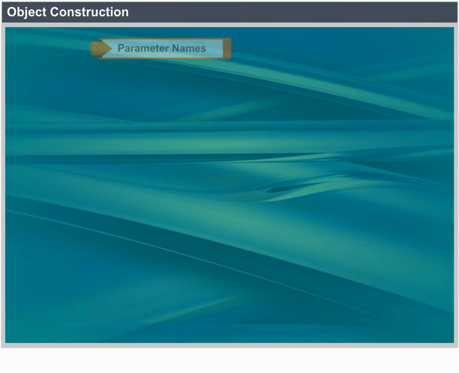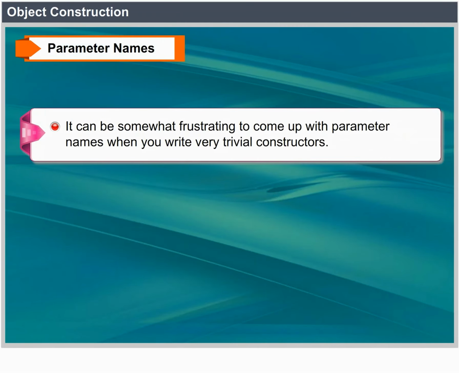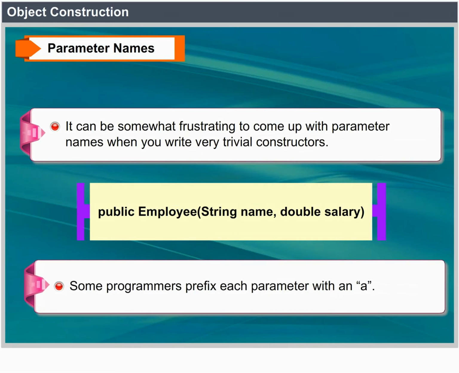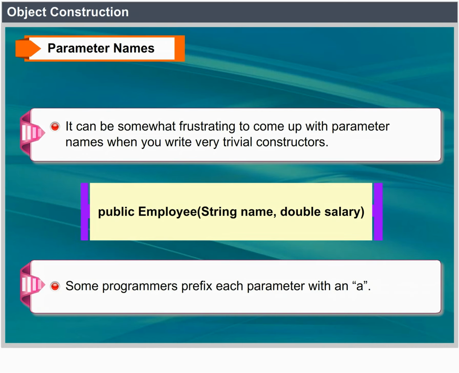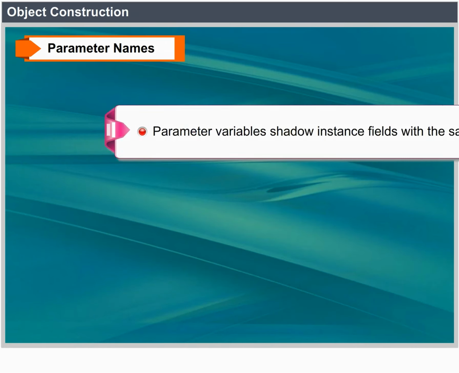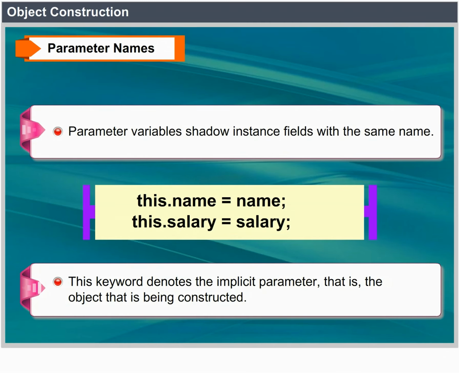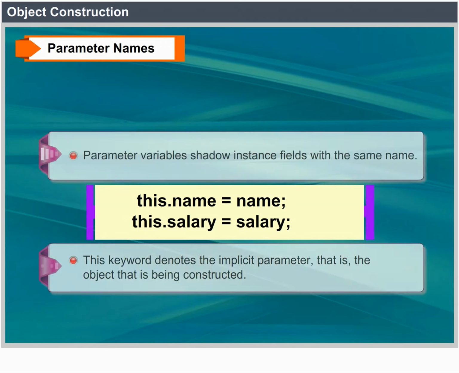Object construction. Parameter names. It can be somewhat frustrating to come up with parameter names when you write very trivial constructors. Some programmers prefix each parameter with an a. Parameter variables shadow instance fields with the same name. The this keyword denotes the implicit parameter, that is, the object that is being constructed.